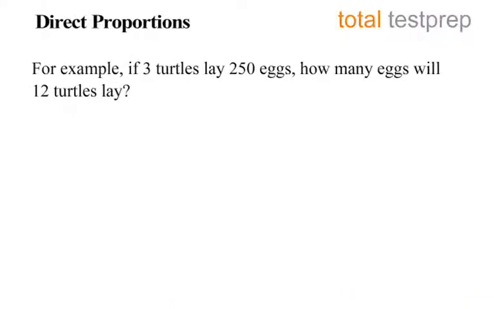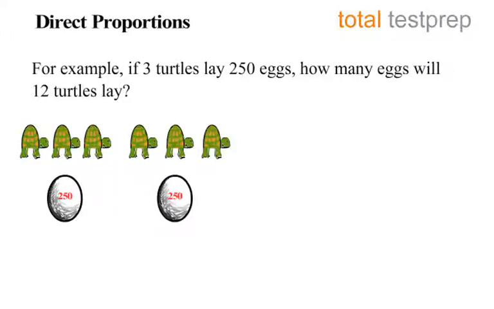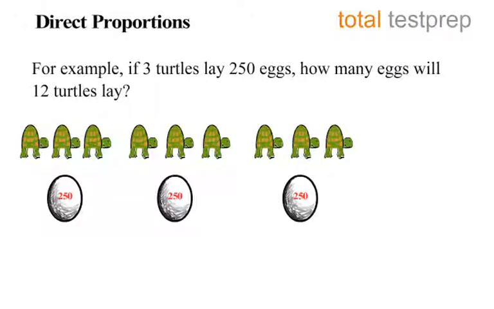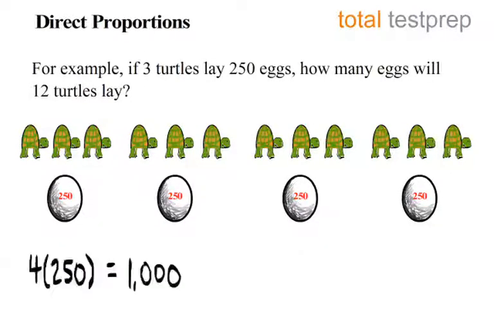So for example, if 3 turtles lay 250 eggs, how many eggs will 12 turtles lay? Well, we know that 3 turtles are going to lay 250 eggs, so another 3 turtles are going to lay another 250 eggs. Another 3 turtles will lay yet another 250 eggs, and finally 3 last turtles will lay 250 eggs. So what we have here is 4 times 250, or 1,000 eggs for 12 turtles.